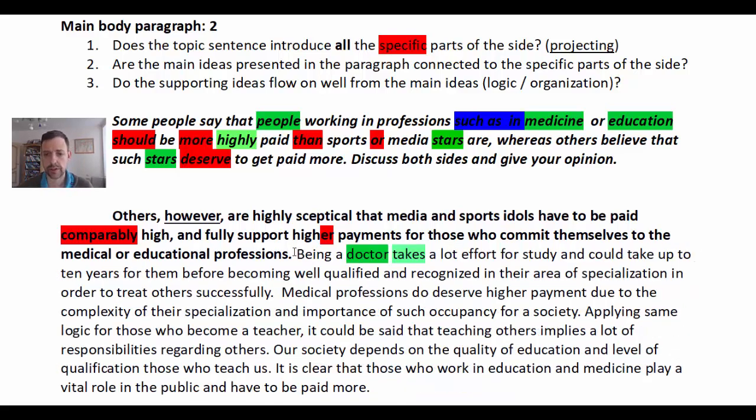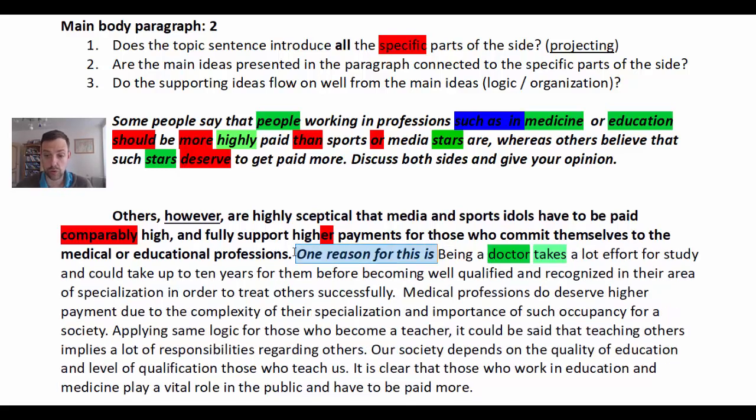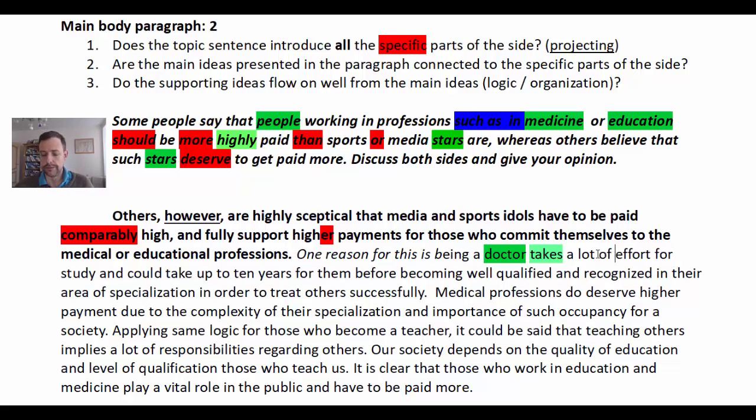You don't have to. This is okay, because logically it flows quite well. If you're not sure if it does flow logically, then you can put there, one reason for this is being a doctor. So I'll leave it there, but you don't have to have it. Being a doctor takes a lot of effort for study. Okay, so this is a comparative essay. You have to compare one side to the other side. And so when you say doctor takes a lot of effort, that's the key information here. It takes a lot of effort.